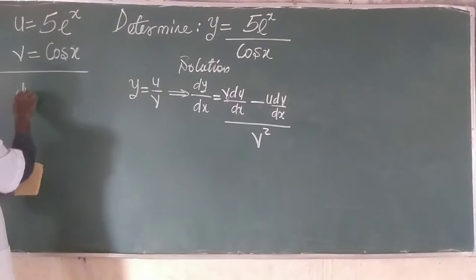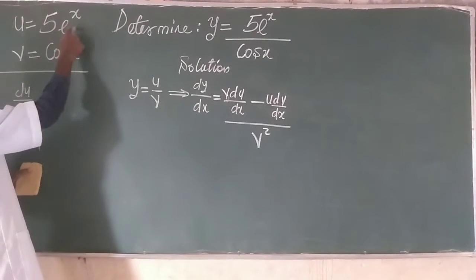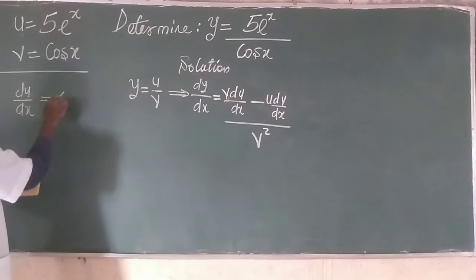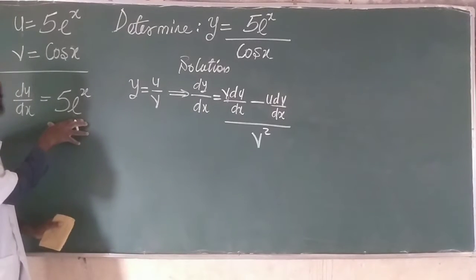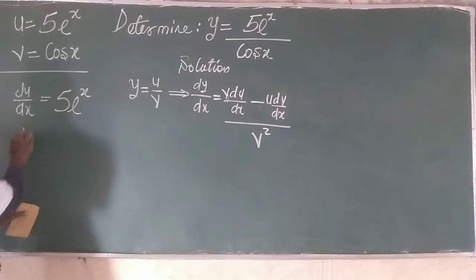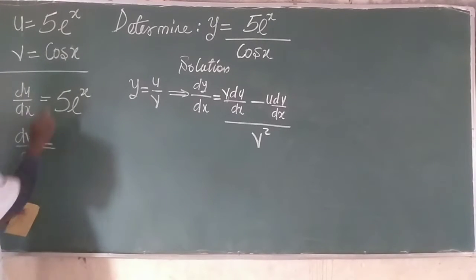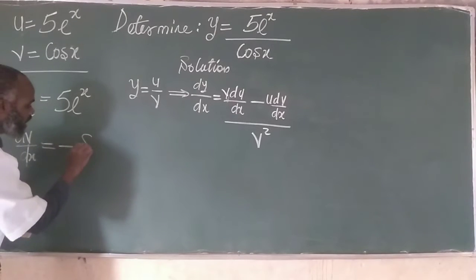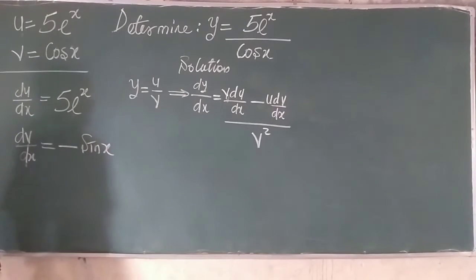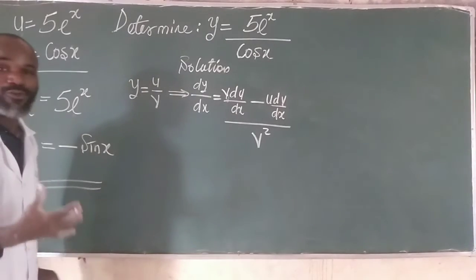The next thing, having specified them, we need to find du with respect to dx. We differentiate u with respect to x, and we still retain it because it's an exponential function, so it remains that way. Then we look at dv with respect to x. We differentiate v with respect to x, and each time cos x is differentiated, we have minus sine x. So with this, we are good to go. We are on the right path.